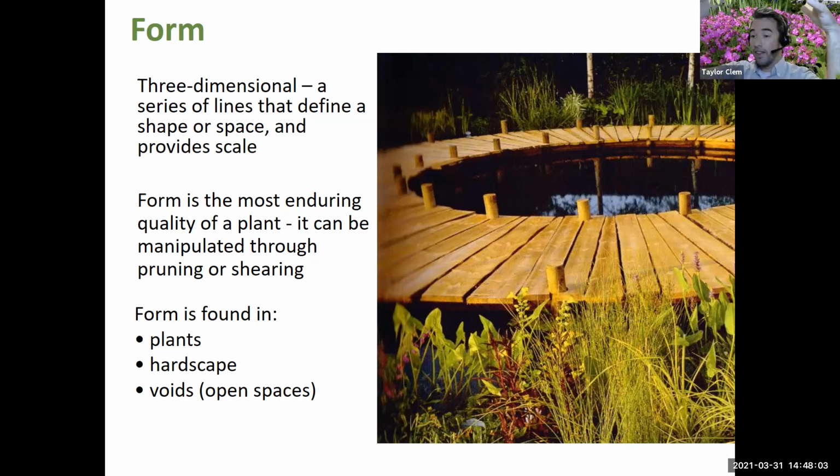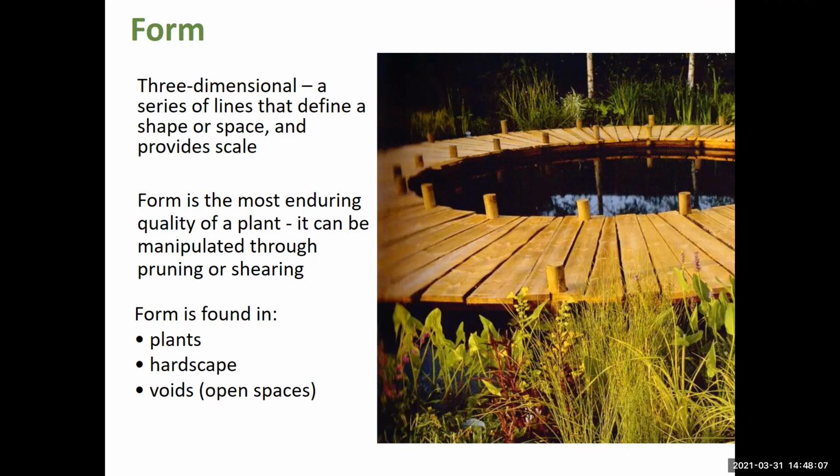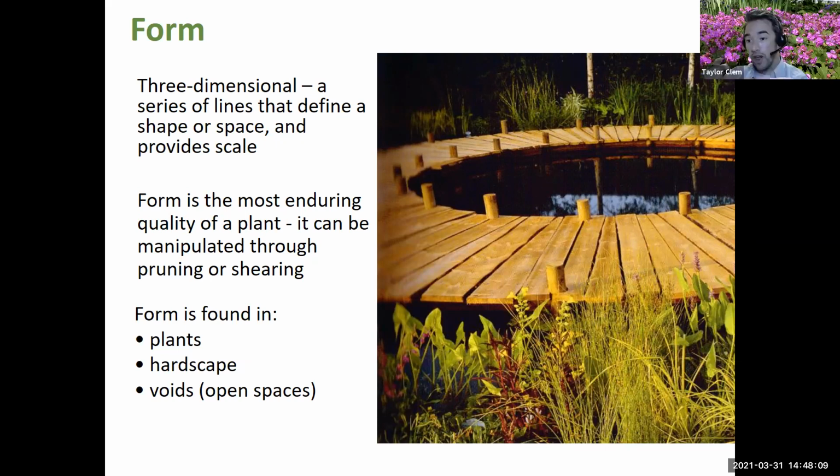All plants have certain forms, like that weeping form. Some plants might have round forms, and some are just trailing on the ground. So that's within the plant material. Form is the most enduring quality of all plant material because colors could change, flowering will change, or flowering periods can be different. But the form can also be manipulated through pruning, like we saw in that previous image.